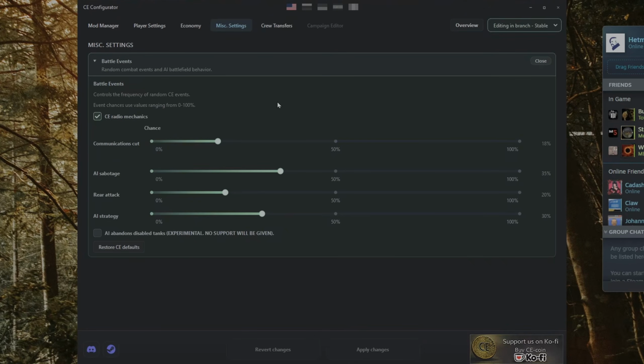There is a specific chance that your communications will be cut through radio. If you don't have a half-track with a radio on, you might suffer some issues, like not being able to call special call-ins like bombardments or that type of assistance. Maybe you will not be able to see the enemies on the minimap, on the radar. They will not appear as red dots and stuff like that.